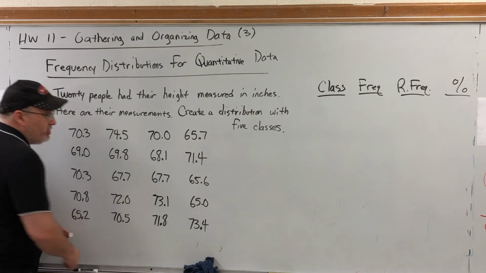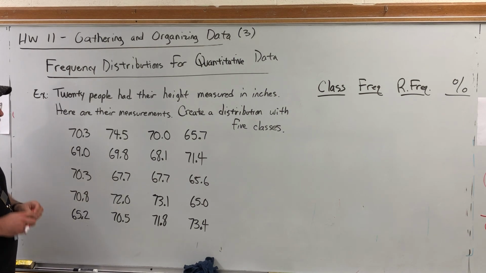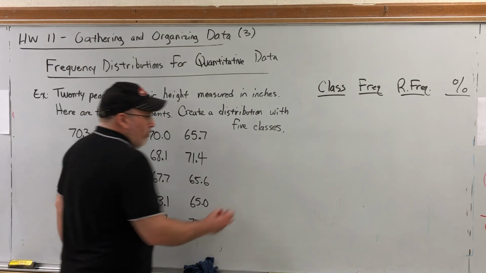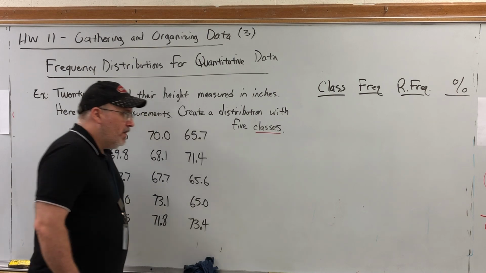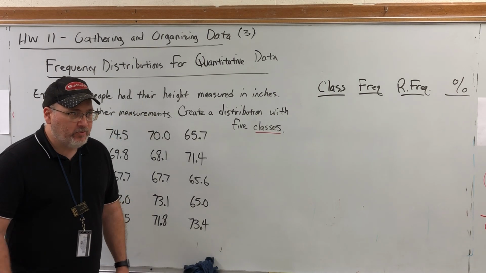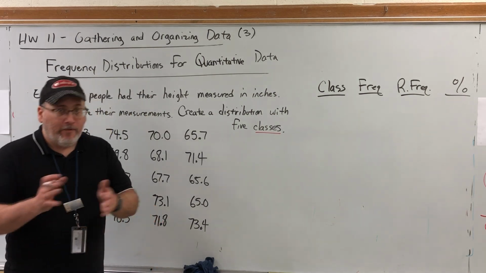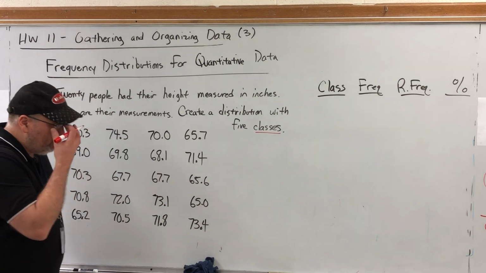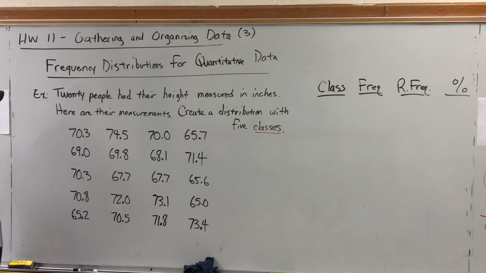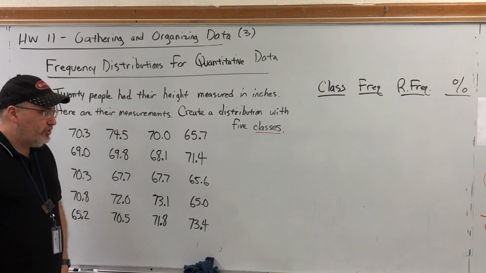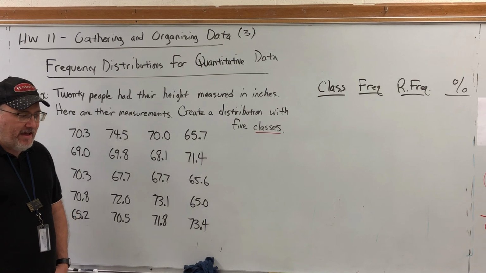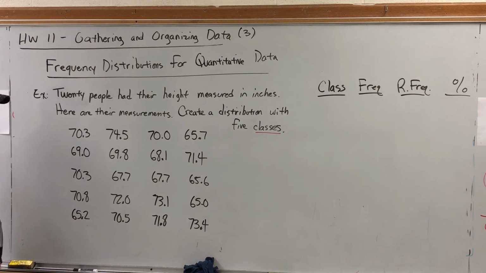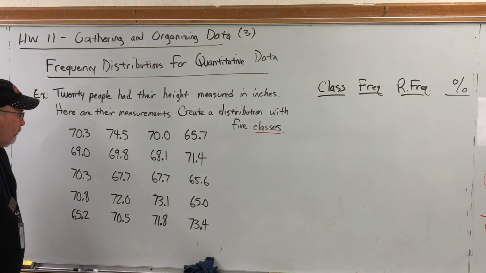The answer is, instead of counting each value individually, we create what are called classes. A class is just a range of values from this to that, from this to that, and see how many people fall within that range. Now, if you're going to filter quantitative data into classes, you don't just randomly come up with ranges of values. There are some guidelines that will help you build these classes.